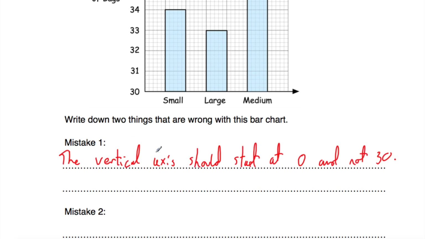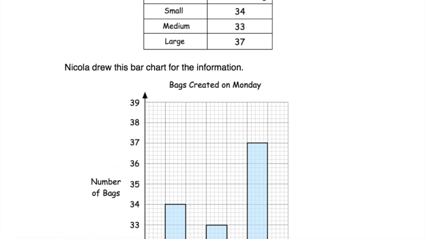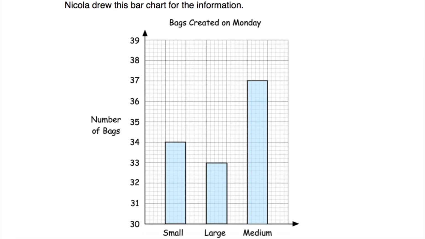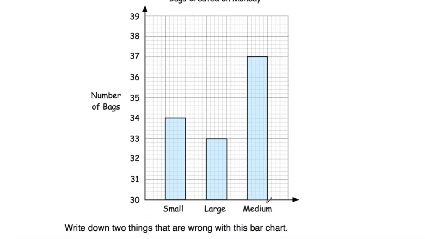Okay, so I've just written down the vertical axis should start at 0 and not 30. Okay, next, mistake 2. So let's look for another mistake. Now we've got 34 small bags, 33 medium bags, and 37 large bags. So if we look at this 37, that should be for large bags. But if we go down, you can actually see that it's been labelled medium. So Nicola's actually labelled these two bars the wrong way around. It should go small, medium, and large, not small, large, and medium.